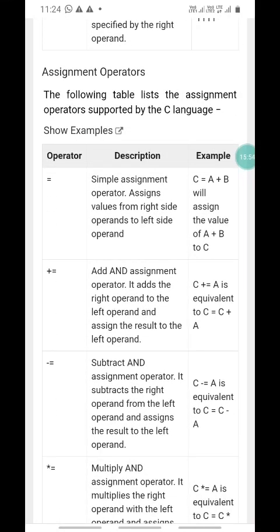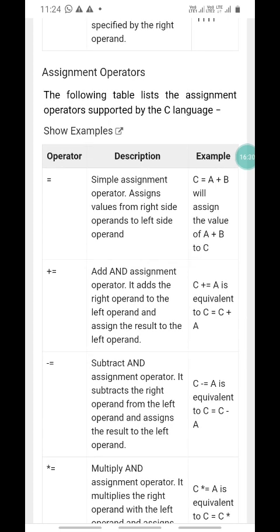First, the assignment operator. The simple assignment operator assigns values from the right side operand to the left side operand. This is very important in all the execution of C++ programming. For example, C equals A plus B. It means the final output of A plus B is assigned to C.